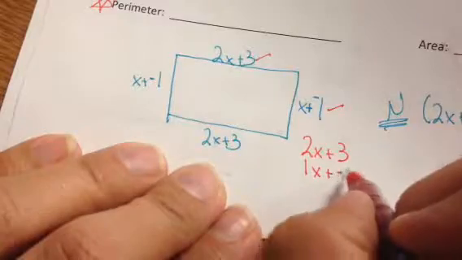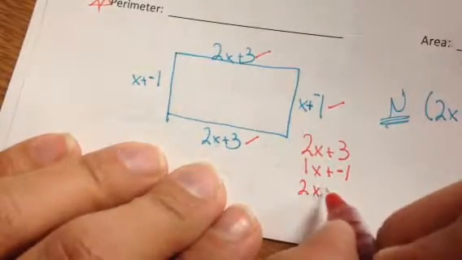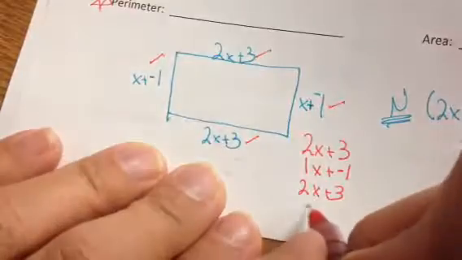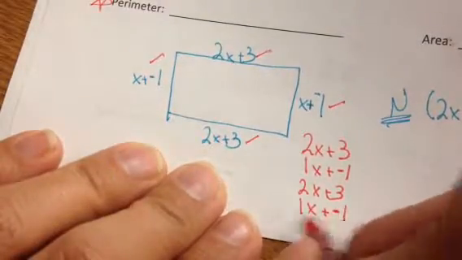That's like 1x. And I'm going to put that one there. And then I'm going to put this one there. Because if I do this, I can see all the like terms.